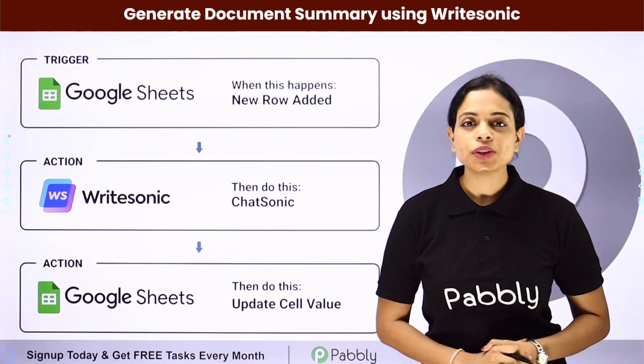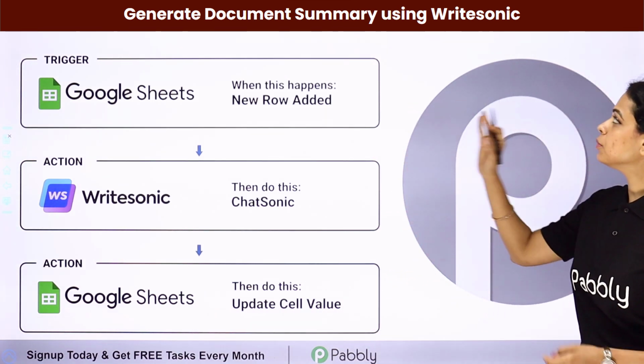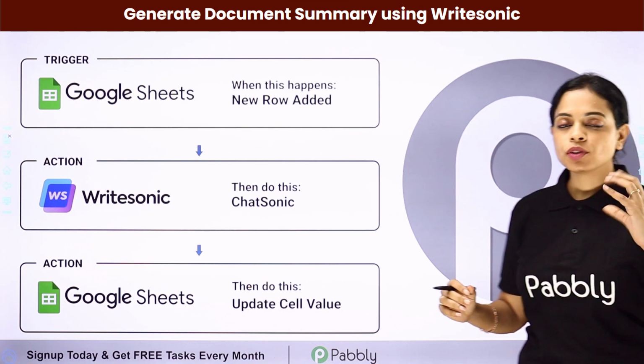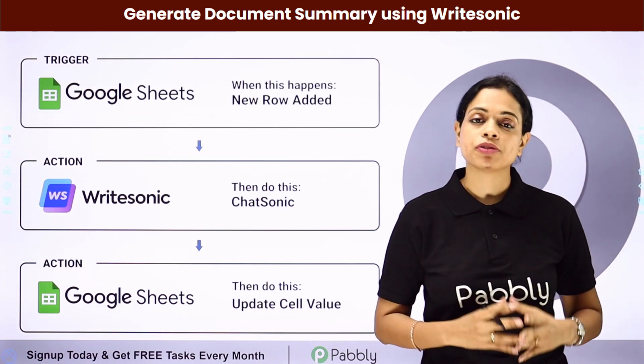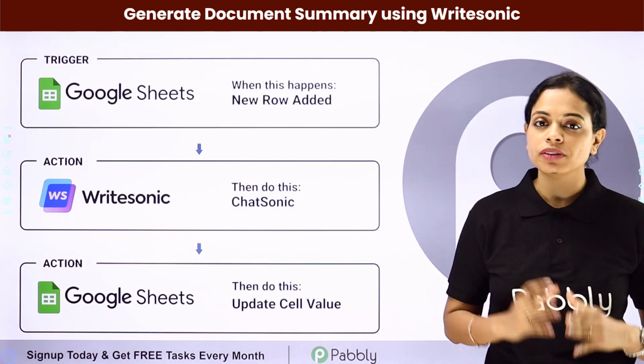In this video, we are going to see how to generate document summary using Writesonic. So you have got different documents. Now you want to summarize it automatically with the help of Writesonic, which is an AI developer. How can we do that?